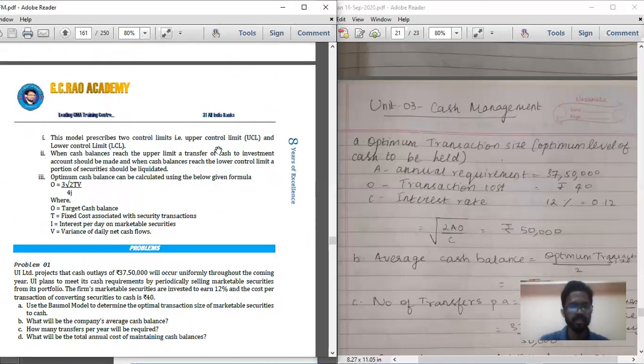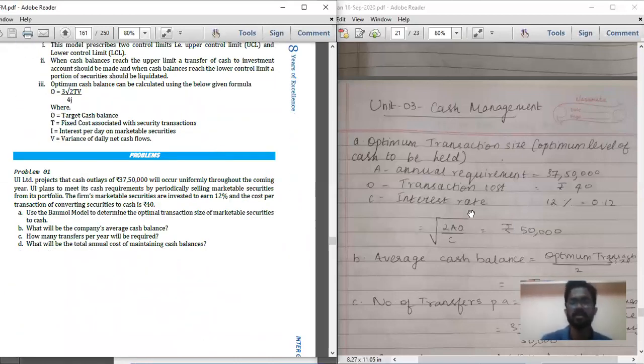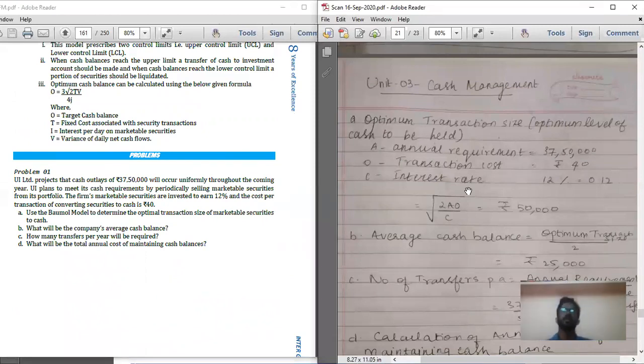So simple. There's only one problem. Same method, 2AO by C, the EOQ formula. Same formula, same method we are going to apply here. Just take down problem number one.